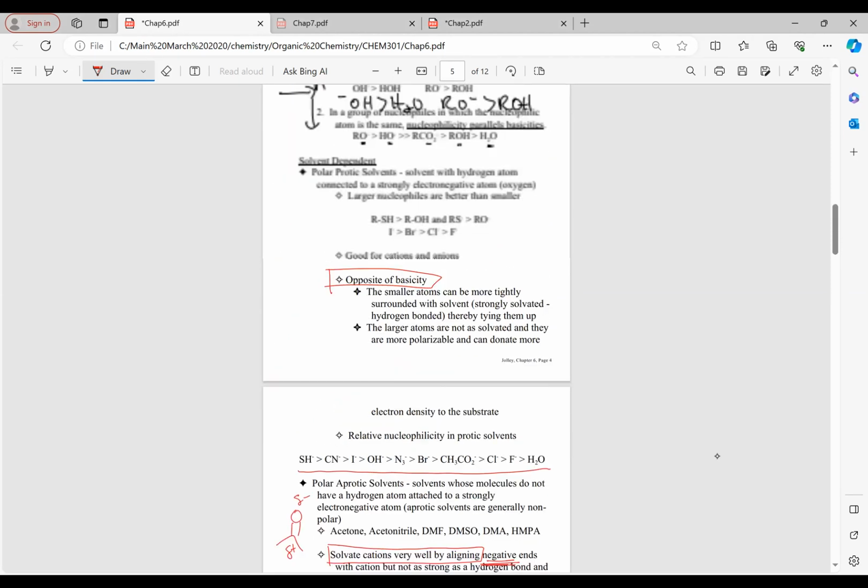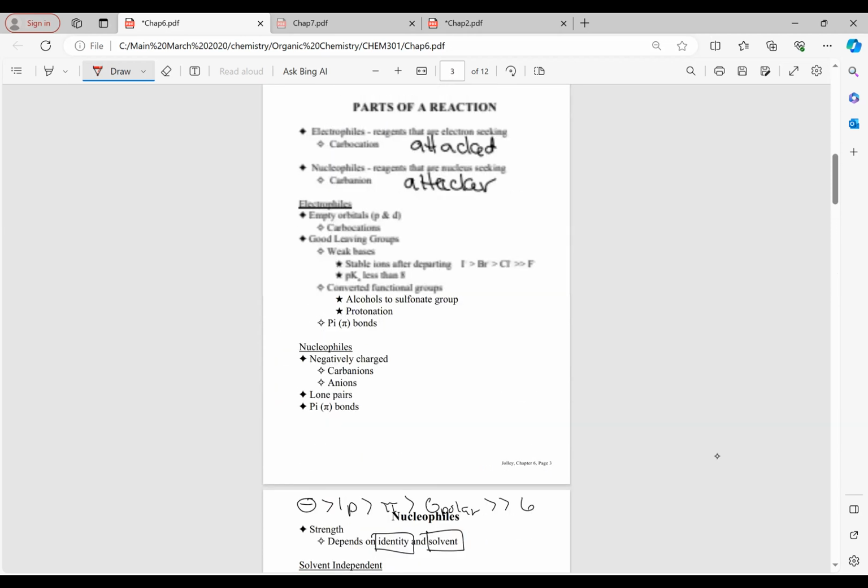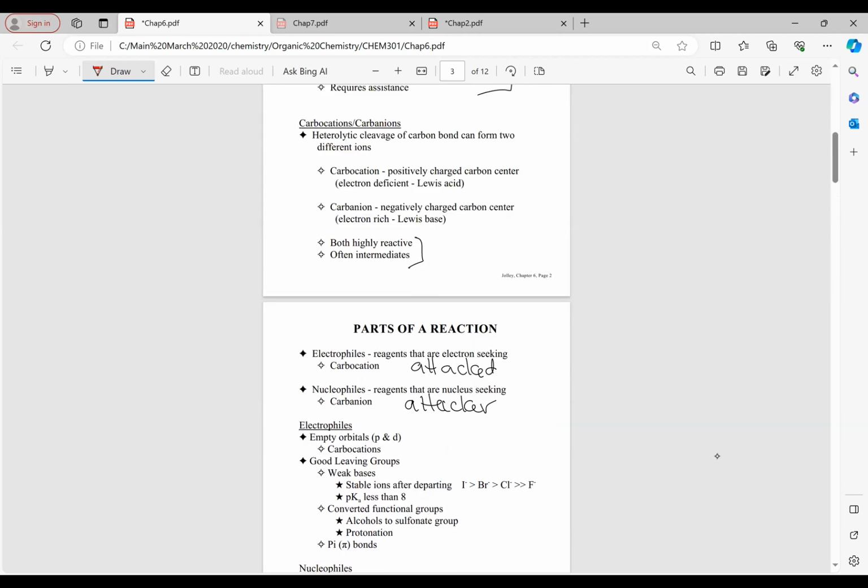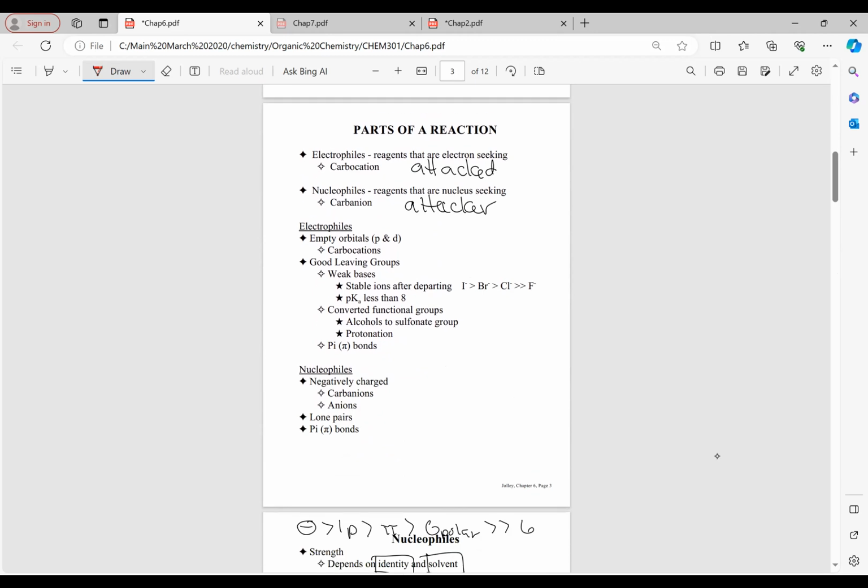Now that's the nucleophile. Let's jump up to the electrophiles. So we talked about the nucleophiles and how some of those traits are solvent independent, but other times you have to really look at what the solvent is doing. Now let's look at the electrophiles.